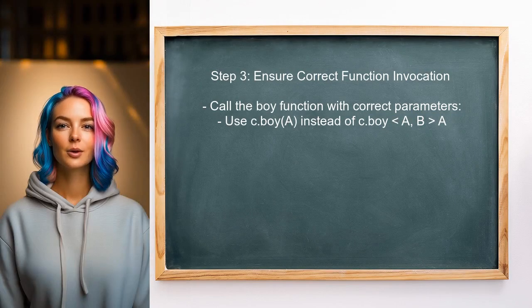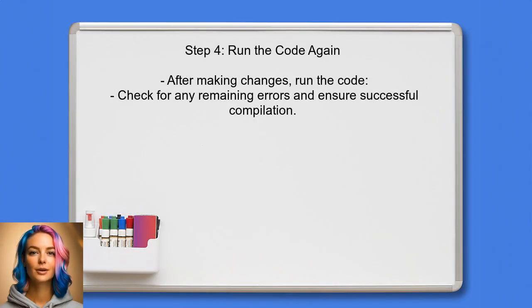Additionally, the user should ensure that the boy function is being called correctly. The boy function is a generic function, so it needs to be invoked with the correct type parameters. Finally, the user should run the code again after making these changes. This should resolve the unresolved reference errors and allow the program to compile successfully.